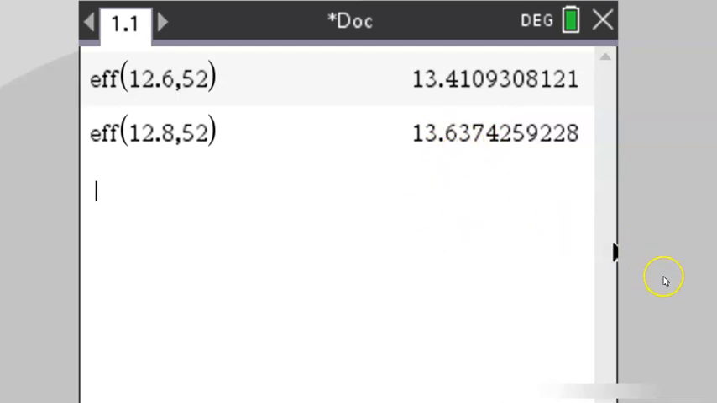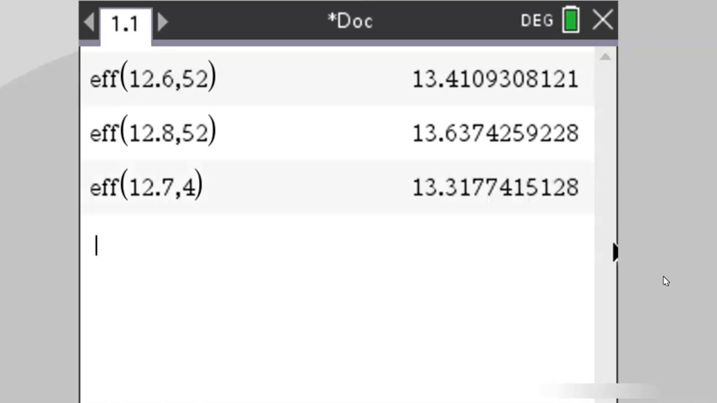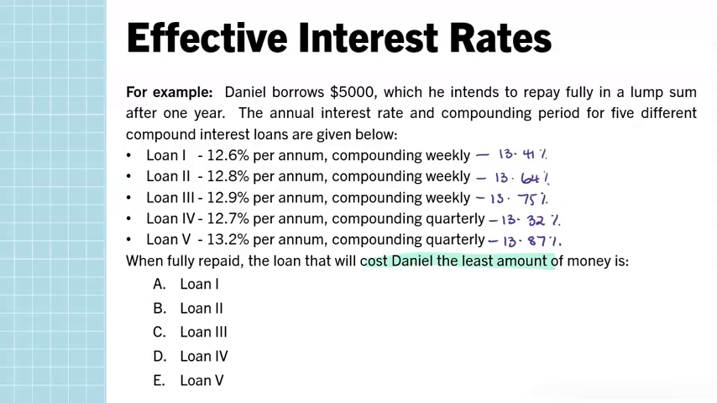So we're really wanting to compare loan option 1 and option 4. Option 4 was 12.7% per annum and compounding quarterly, so 4 times a year. When we look at that, we've got an effective rate of 13.32 compared to the best of the weekly options, 13.41. So the best option for Daniel is loan option 4. Comparing all of the effective rates, as we said, D, loan 4 is the best option.